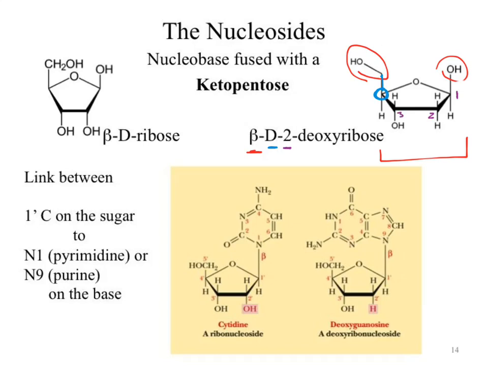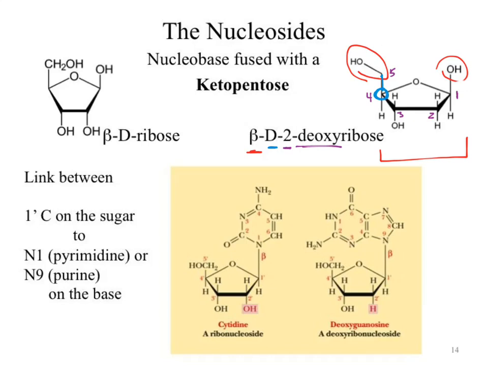2, 3, 4, 5. If we take a look at the second carbon, what's special about that second carbon, particularly when we consider sugars, where our sugars are supposed to have an oxygen on every carbon? It doesn't have an oxygen. It is deoxy. We've removed the oxygen. So the 2 is in reference to the fact that we no longer have the oxygen at that 2 position. That's where we're getting the deoxy from.